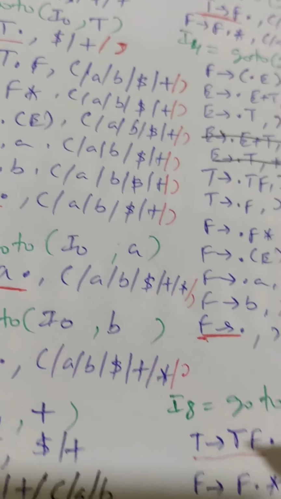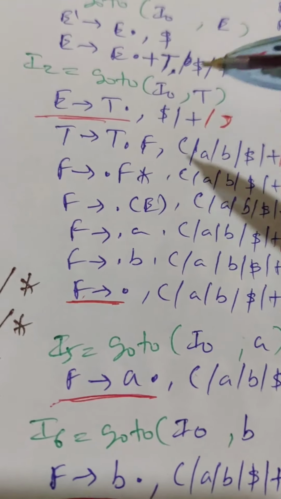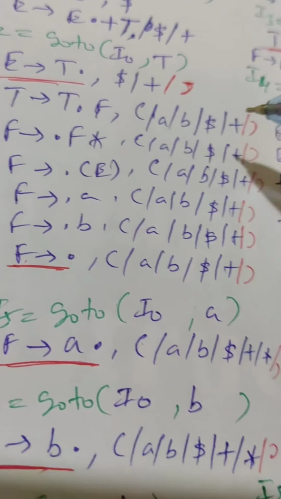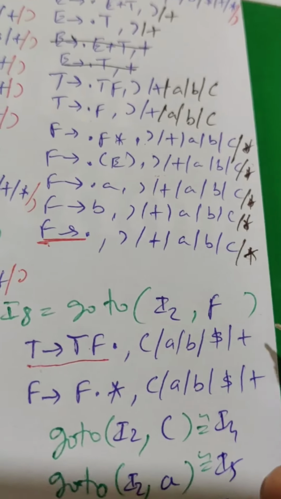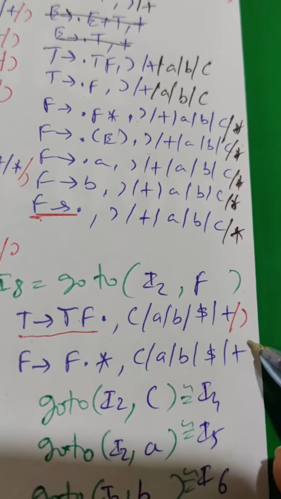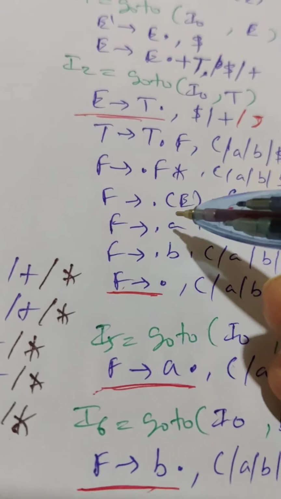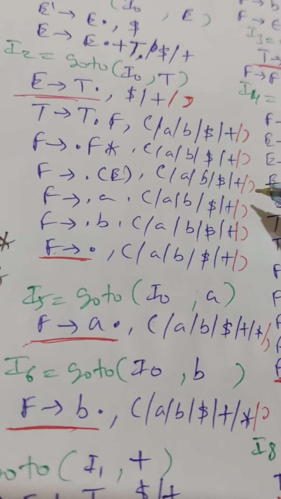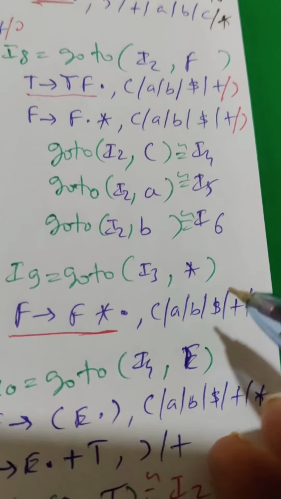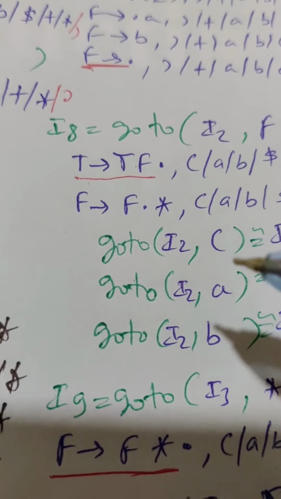So if you observe, go to of I2 comma F, that's the first one. Here we got the closing bracket which we need to add. So we'll add the closing bracket. Same here as well, closing bracket. Then next is going to be I2 comma opening bracket. Here also we got the closing bracket. So all the items of go to of I2, let's reflect the change. Okay, so now this is done.